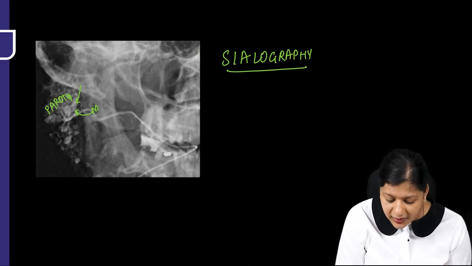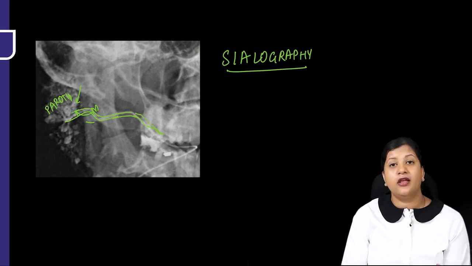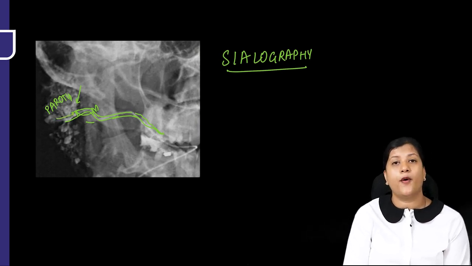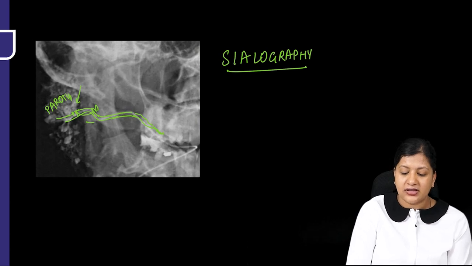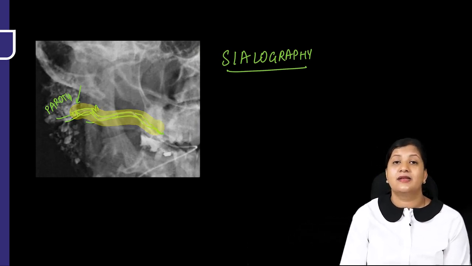Now we can identify the course of the duct of the parotid gland like this. When we try to identify the course of the duct of the parotid gland, we call that procedure sialography. So you can see nicely the duct is patent. There seems to be no obstruction anywhere. So this is a normal sialography where we are seeing that the duct of the parotid gland seems to be patent and does not have any calculus, does not have any stone inside it. So this is your sialography.